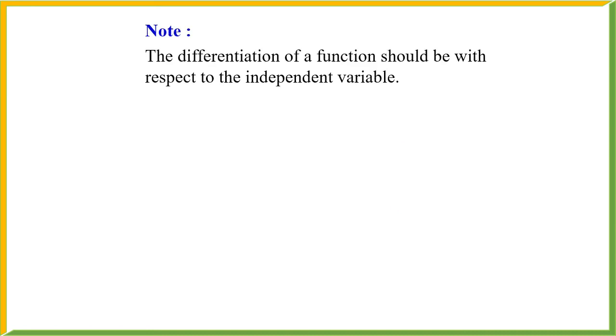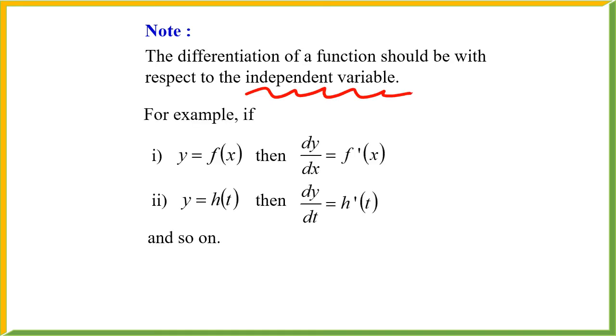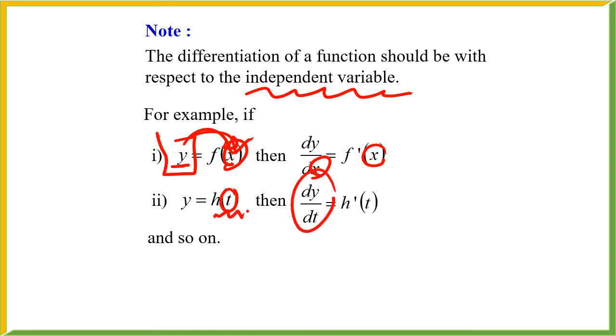So note the differentiation of a function should be with respect to the independent variable. For example, y equals f of x. Our independent variable is x. So x does not depend on anything, but y depends on x. So the differentiation of y is with respect to the independent variable x. That's why dy/dx is f prime of x. Let's say here we have h as a function of t. So the independent variable is t. That's why it's dh/dt or h prime of t, and so on.